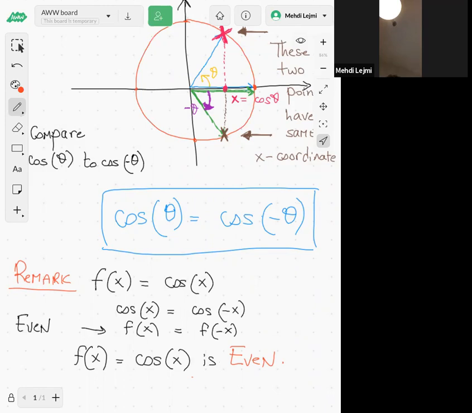Now, what about sine? So you think of sine as the y coordinate of the point corresponding to the angle. Draw the angles.